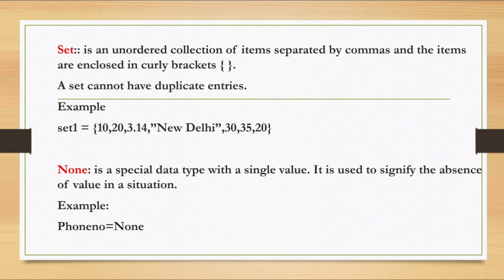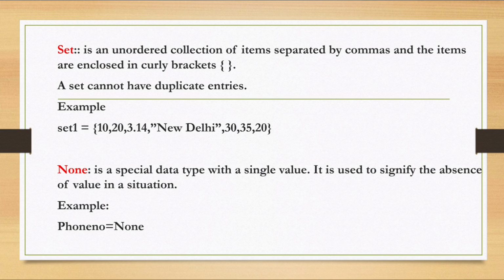Next, we have set data type. Set data type is unordered. That means it is unindexed. There will be no index. It is an unordered collection of elements separated by commas, and these items will be enclosed within braces. Look at the example. And one more important thing of set is that it will remove the duplicate entries. Look at the example 10, 20, 3.14, New Delhi, 30, 35, 20. 20 is repeated twice. When it prints the values, it will eliminate the duplicate values.